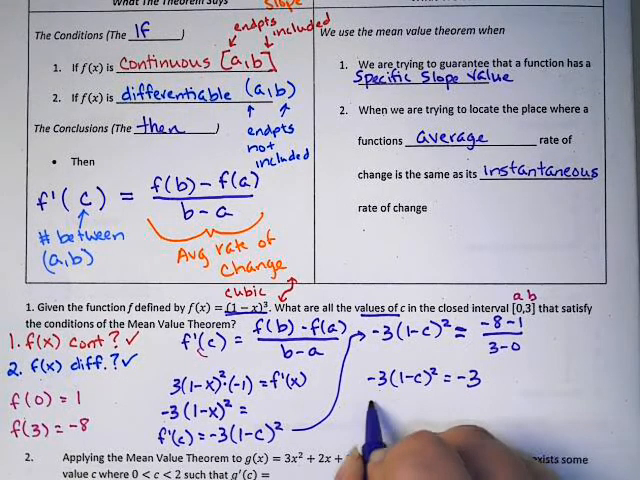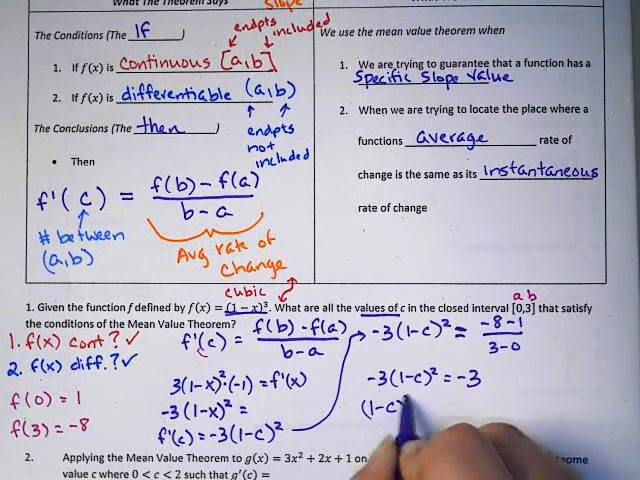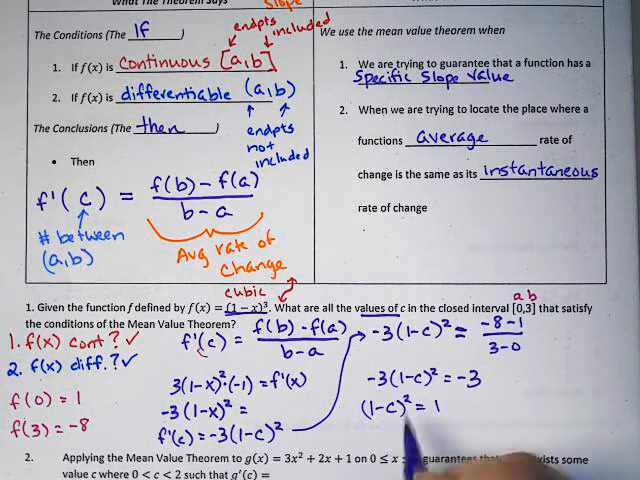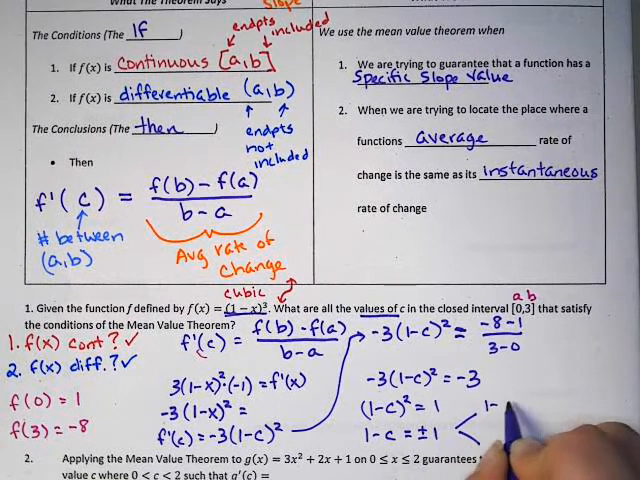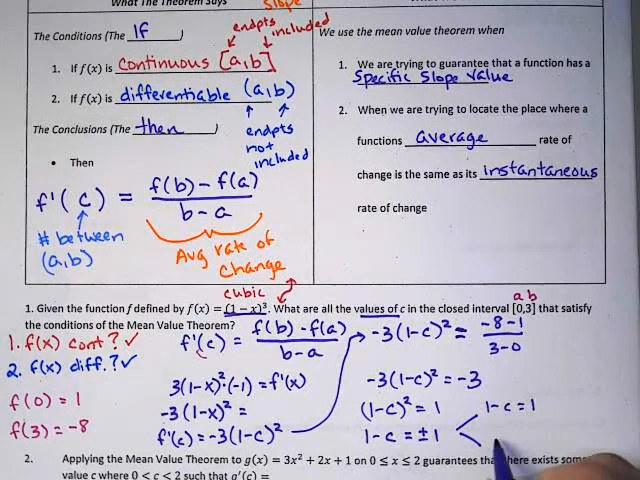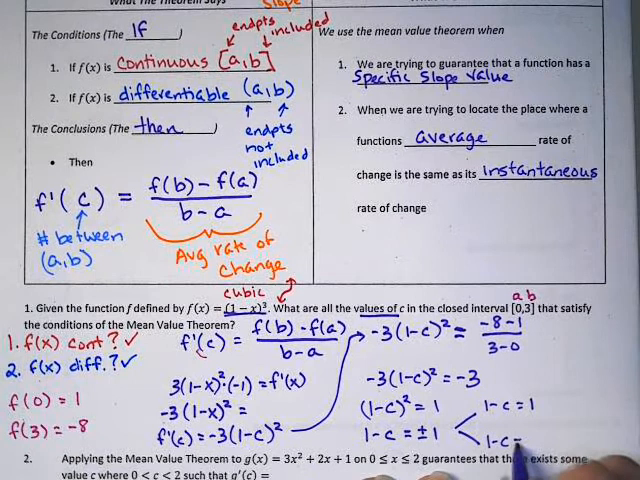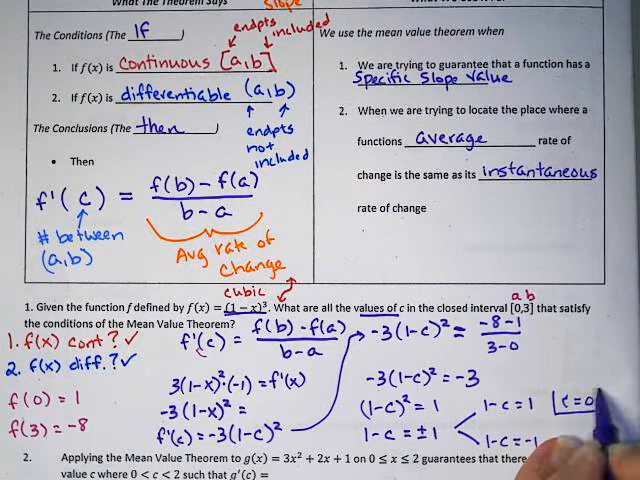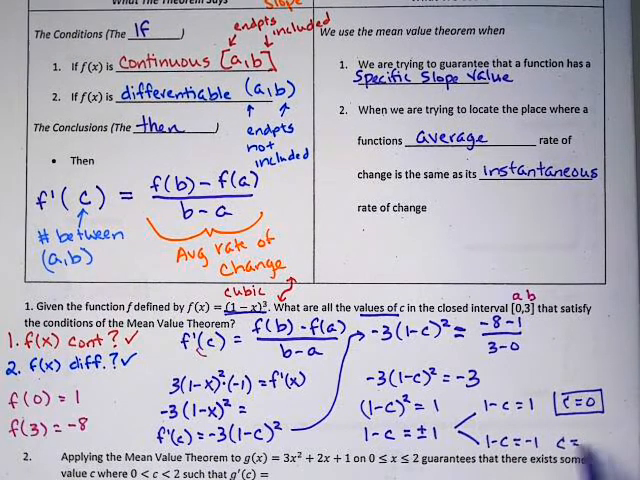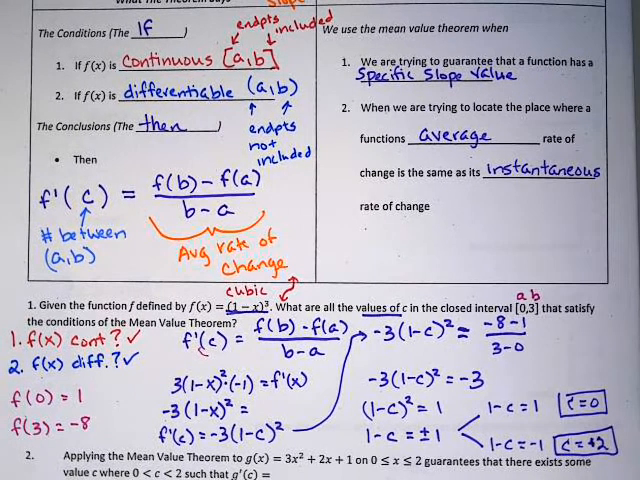So I can divide both sides by negative 3, and get 1 minus c squared equals 1. If I take the square root of both sides, I get 1 minus c equals plus or minus 1. And then I always write them separately. So I get 1 minus c equals positive 1, and 1 minus c equals negative 1. So I know this is going to give me c equals 0, and this is going to give me c equals positive 2. All right, those are my two values of c.